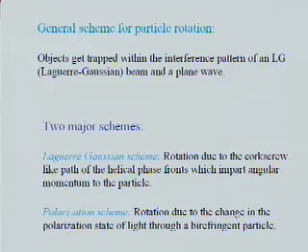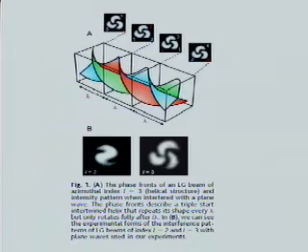So the general scheme for particle rotation is that objects get trapped within the interference pattern of an LG beam and a plane wave. So what is an LG beam actually? It's like a helical wave, not just one wave. There can be more than one helix intertwined with each other.